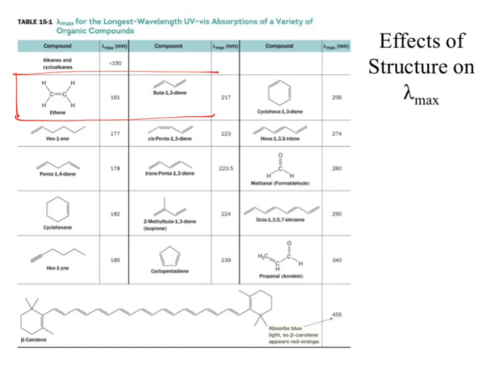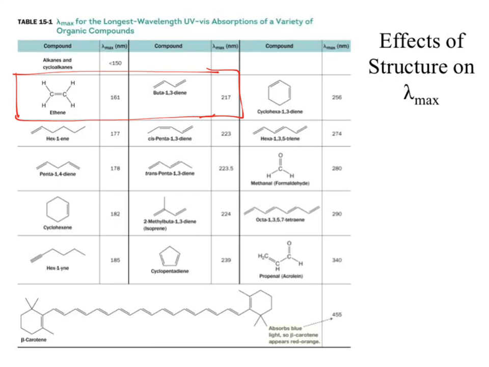As we move from ethene to butadiene, what happened to lambda max? It increased, which means what happened to the energy? What's the relationship between energy and wavelength? Inversely related. The gap between your HOMO and LUMO actually got smaller. That then shifts the wavelength further into the ultraviolet range or into the visible range.